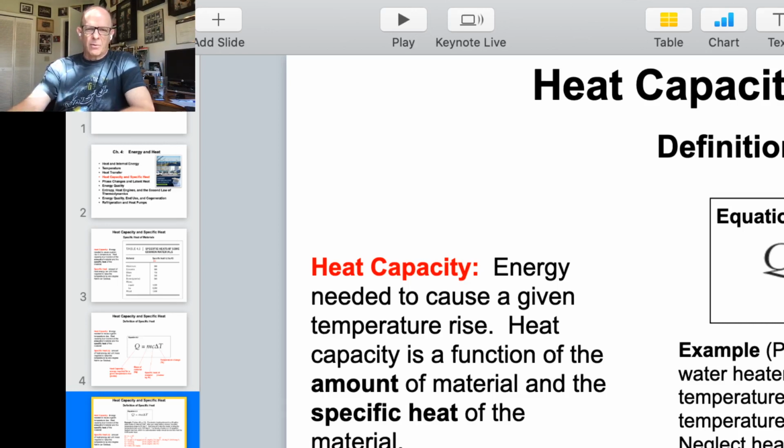And the specific heat for water is 4,184 joules per kilogram per Kelvin. We multiply all that together and we get 10 to the 7 joules of energy. So how long does it take? Well, I'm putting energy in at the rate of 5,000 joules per second. So I take the amount of joules that I need, 10 to the 7, divided by 5,000 joules per second. It gives me 2,000 seconds, or a little over half an hour.